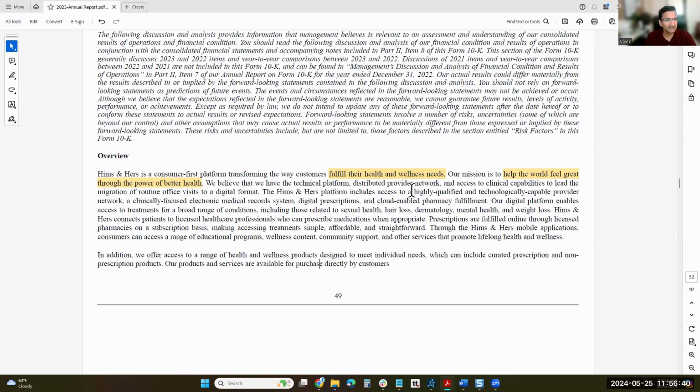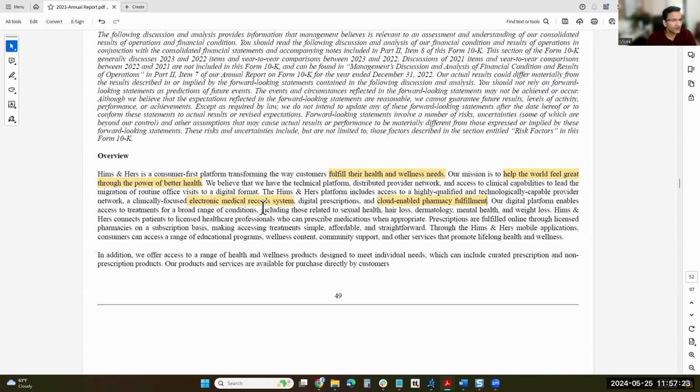The platform includes access to a highly qualified tech-capable provider network, a clinically focused EMR system, digital prescriptions, and cloud-enabled pharmacy fulfillment. So it looks like you can go online, schedule your appointment with a healthcare provider, and the provider can have all your records in their HIMSS and HERS platform. You can get a prescription filled, and they also do the pharmacy fulfillment. So all of it is done through their online platform.